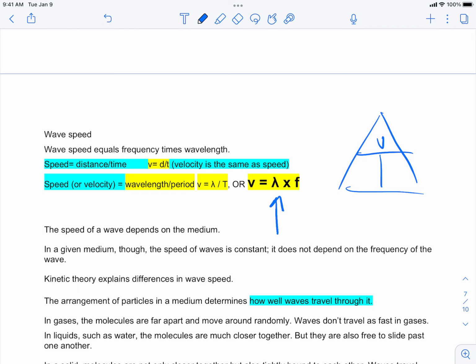Velocity equals wavelength times frequency. There's your triangle for them. Now pause it here, because this is where we're going to need a calculator. We're going to take a look at some other equations and some calculations with those wave problems.